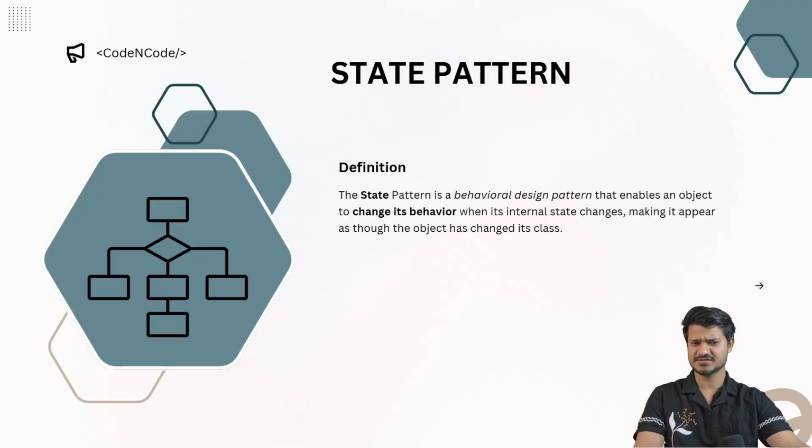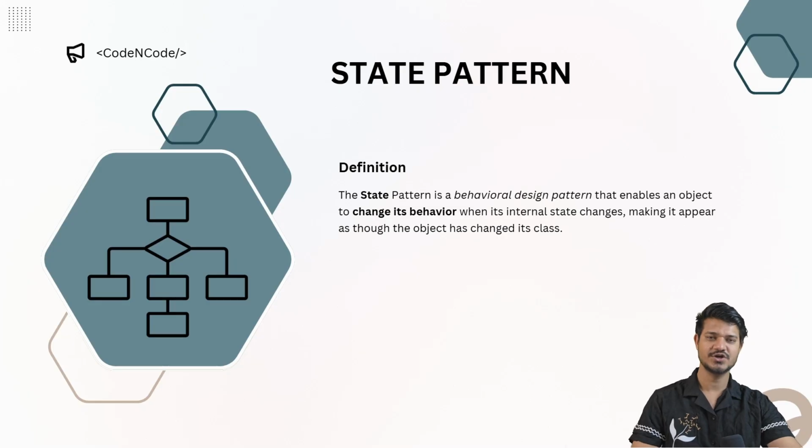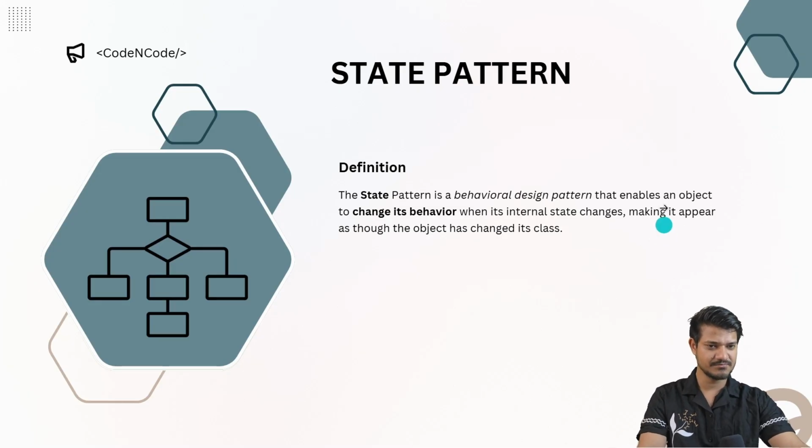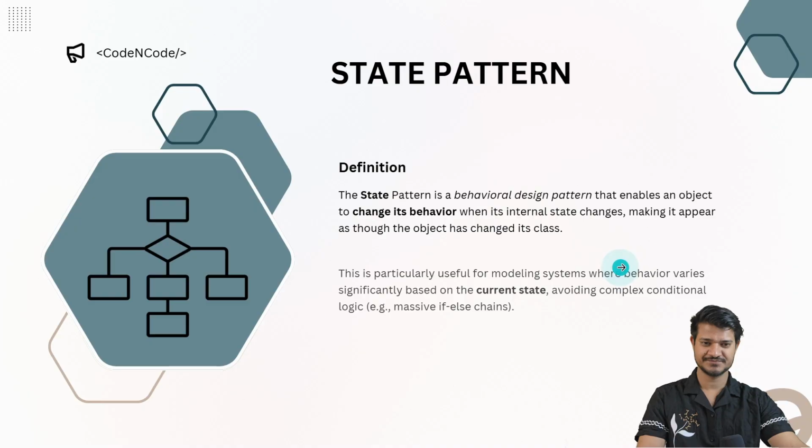What is the definition? Simple. The state pattern is a behavioral design pattern that enables an object to change its behavior. Important thing: it allows an object to change its behavior when its internal state changes. So the change in behavior corresponds to the change in state. What are the states and how are there changes in behavior? We'll discuss that, making it appear as though the original object itself has changed, right?